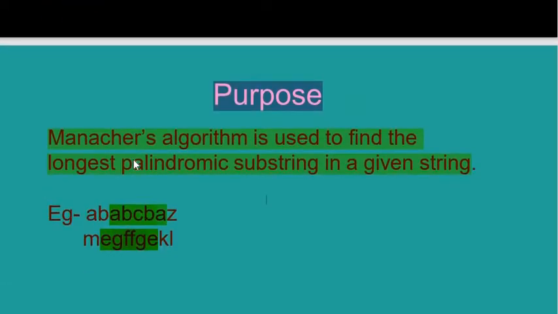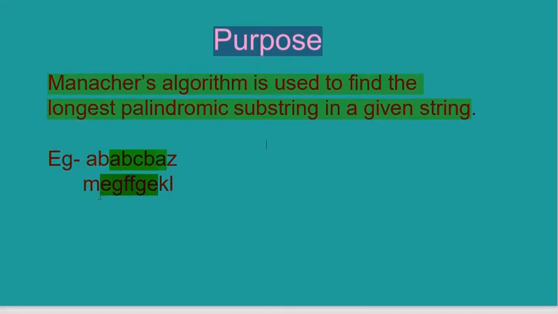Now the question comes, what is the purpose of Manacher's algorithm? Manacher's algorithm is used to find the longest palindromic substring in a given string. For example, in the first string, the longest palindromic substring is of length 5. Another palindromic substring is also present of length 3, but we need the maximum, therefore we consider this part.